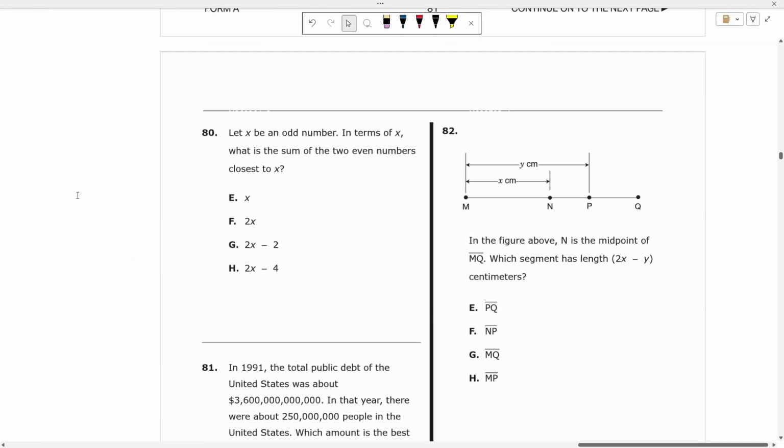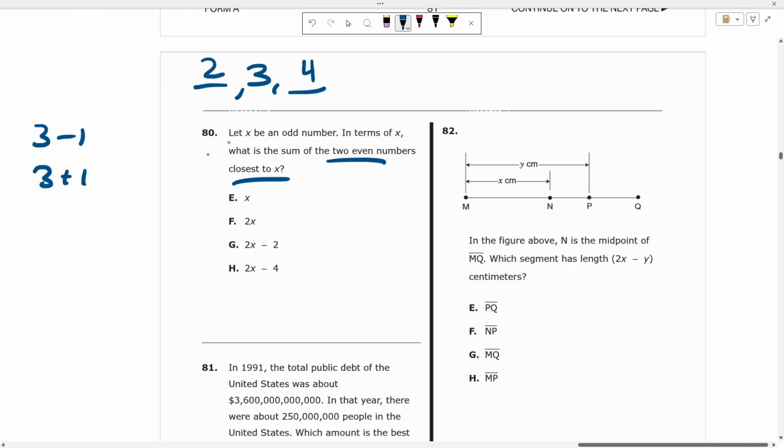Moving on to 80, it says let x be an odd number. In terms of x, what is the sum of the two even numbers closest to x? So if x is an odd number, let's say that x is equal to 3. What are the two even numbers next to 3? Well, it's going to be 2 and 4. Now, 2 is just 3 minus 1, and 4 is just 3 plus 1.